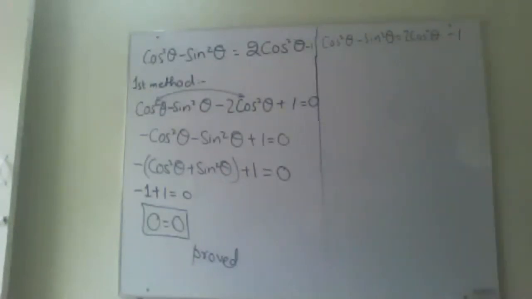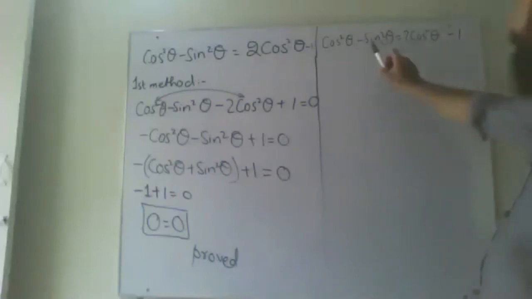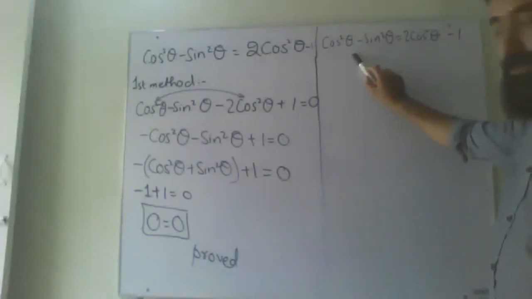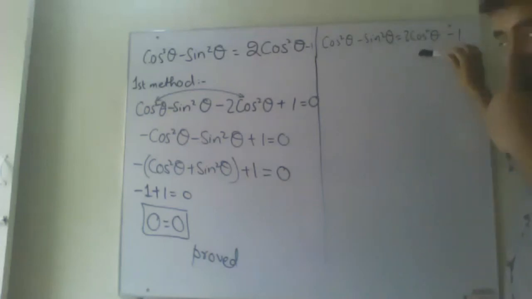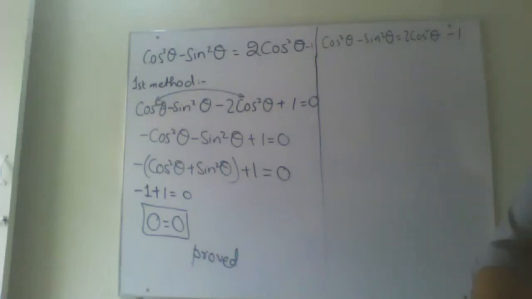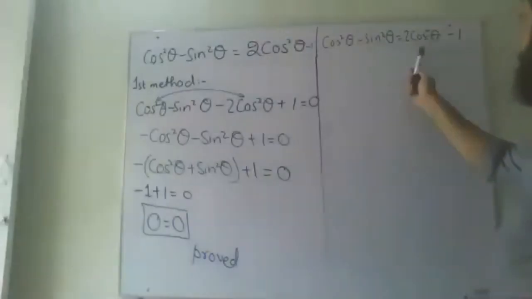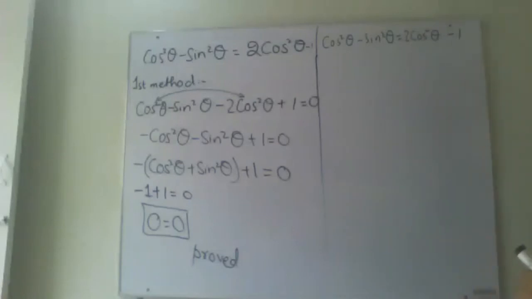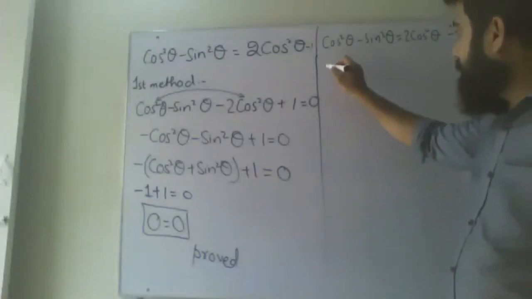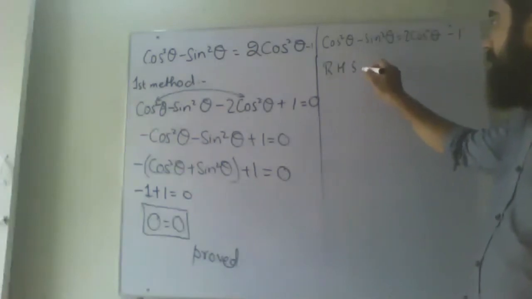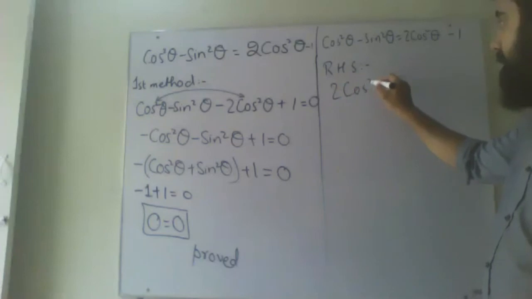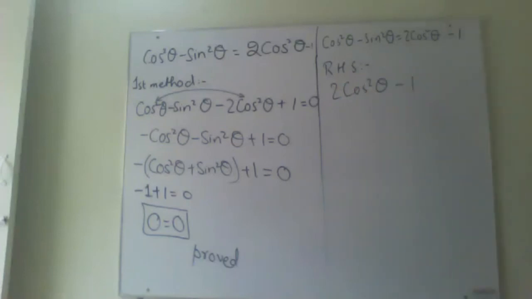Try to take the side on which you can do a lot of working. Always try to take that side. So I'm taking this one, as I can do more shifting over here rather than this one. Again, it's your choice. You can choose whichever method, whichever side you want. Let's start with this one: 2 cos square theta minus 1. So I've written the right hand side, 2 cos square theta minus 1.